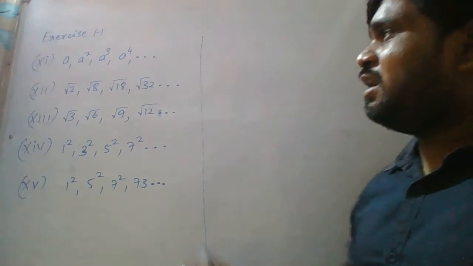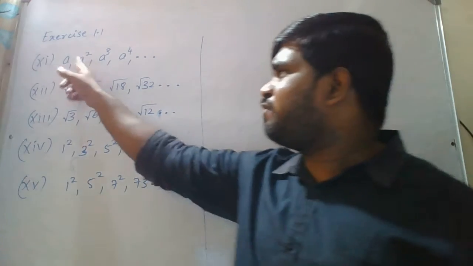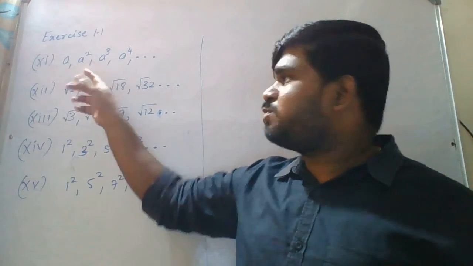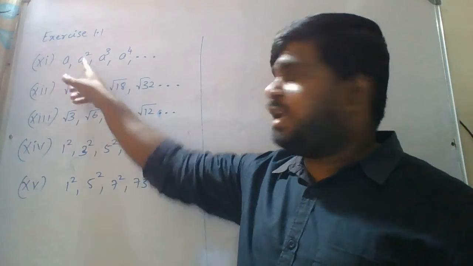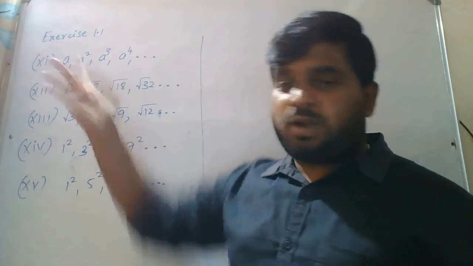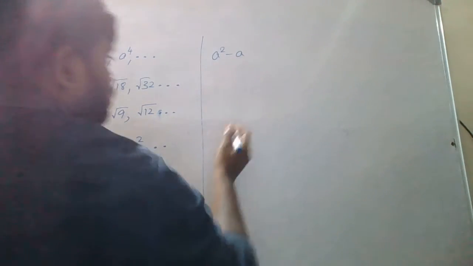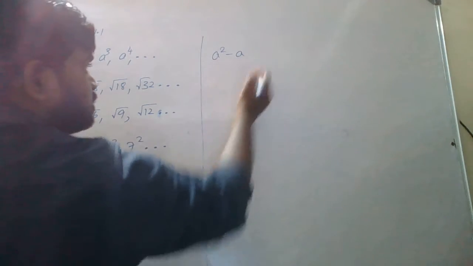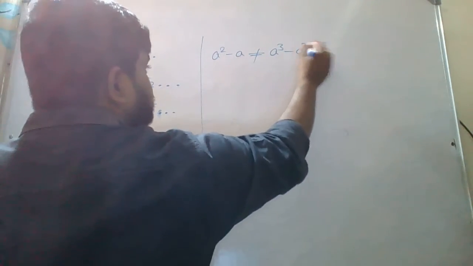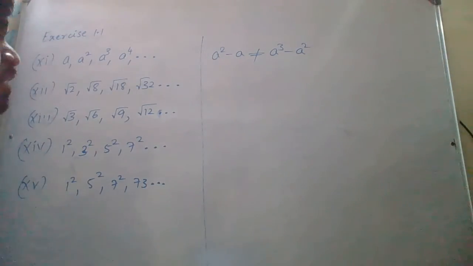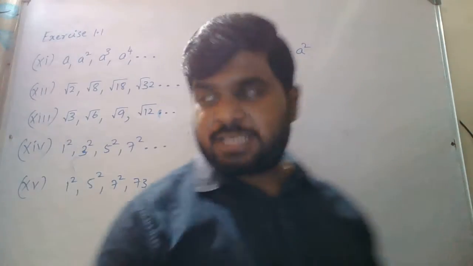So very clearly, a square minus a, you cannot subtract it. When you have got different power, different exponent, you cannot subtract it. A square minus a, we don't know what it is. Definitely a cube minus a square is not equal to a square minus a. Definitely this is not equal to a cube minus a square. Therefore, this is not an AP. Now let's come to the next one.